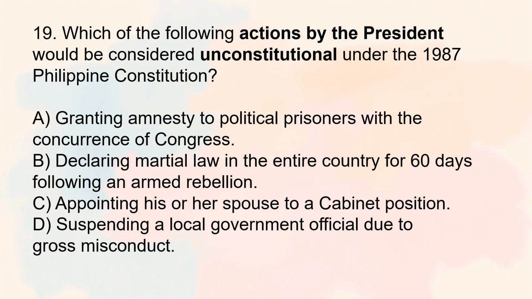Number 19, which of the following actions by the president would be considered unconstitutional under the 1987 Philippine Constitution? Letter A, granting amnesty to political prisoners with the concurrence of Congress. Letter B, declaring martial law in the entire country for 60 days following an armed rebellion. Letter C, appointing his or her spouse to a cabinet position. Or letter D, suspending a local government official due to gross misconduct.